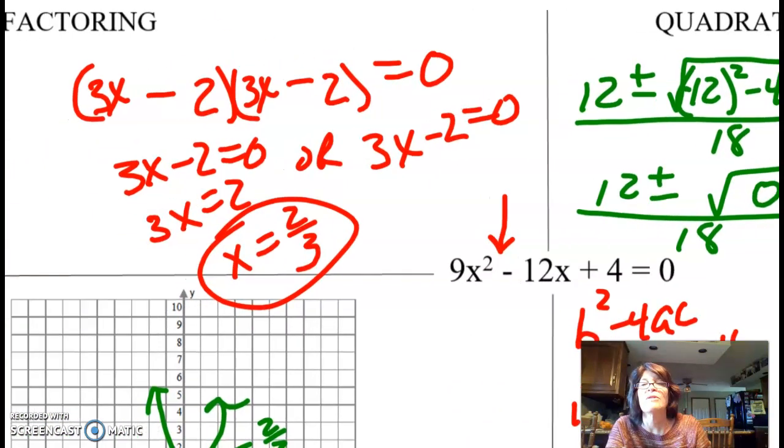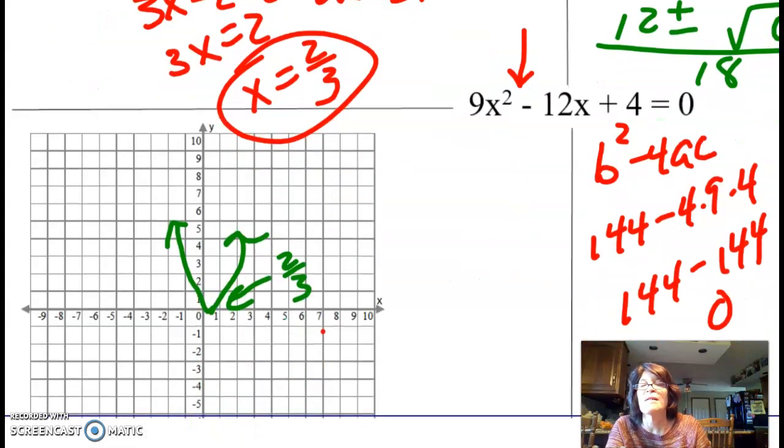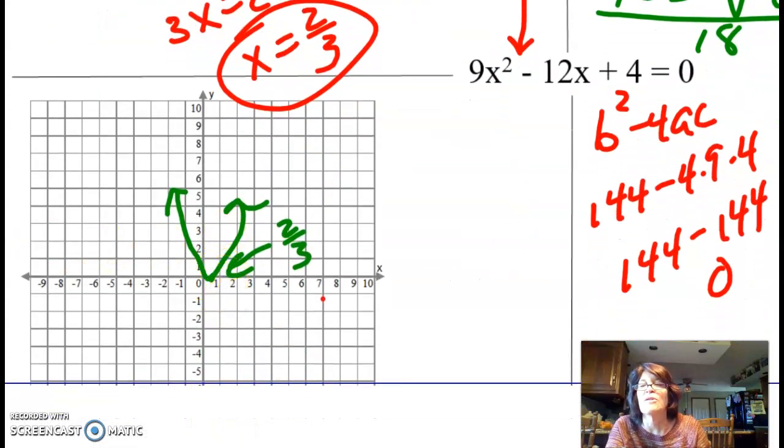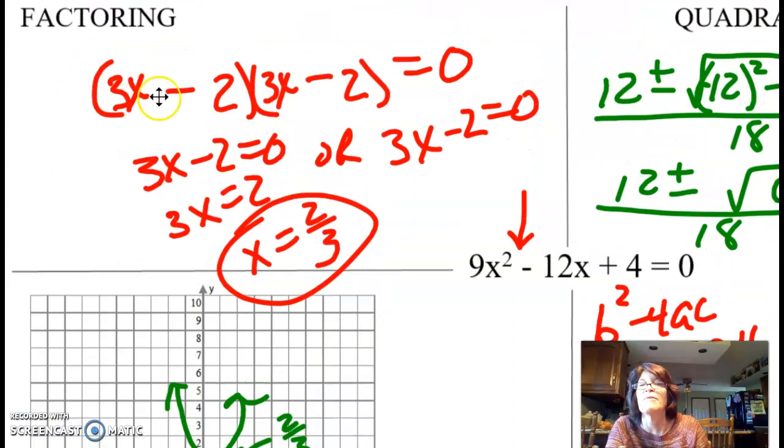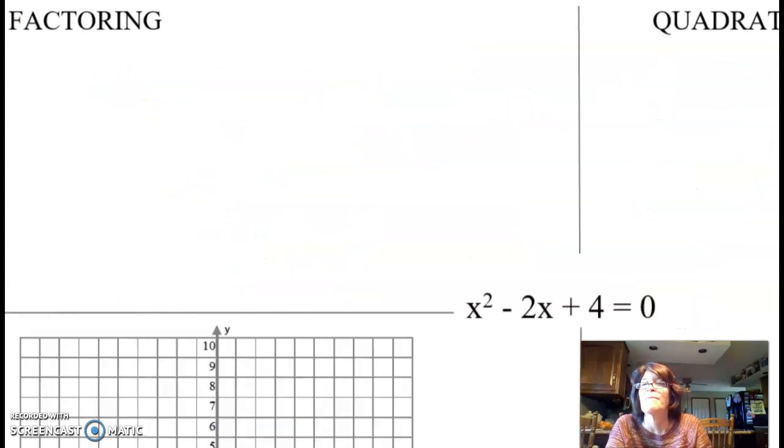Factoring gave me 2/3. When I graphed it, I could tell it was 2/3. And the discriminant told me it could be factored because I got a perfect square of 0. It also told me that, hey, you're only going to get one answer. You're going to be adding and subtracting 0.